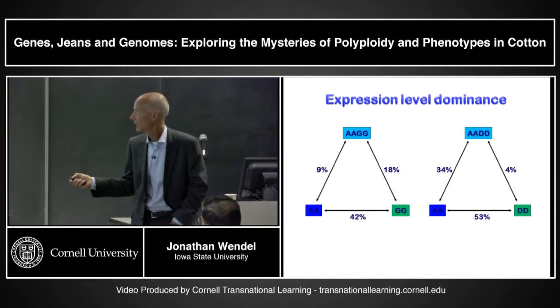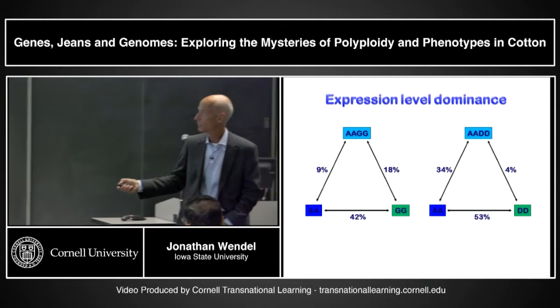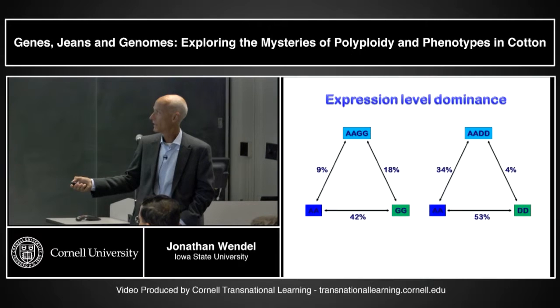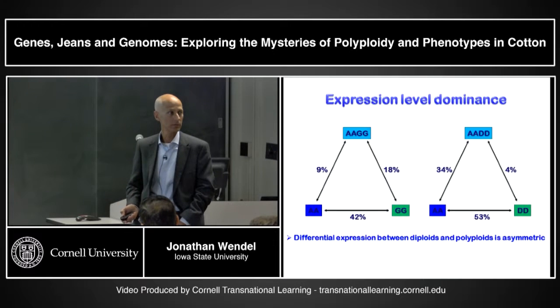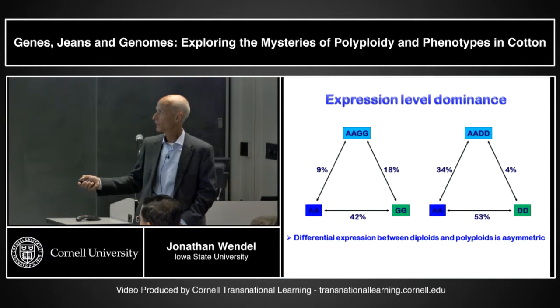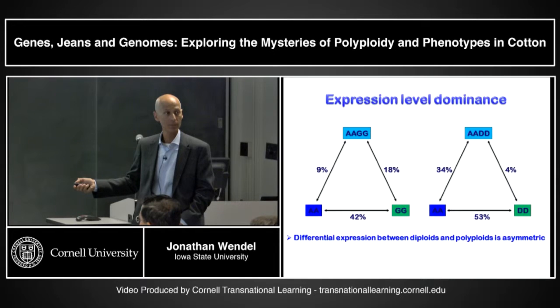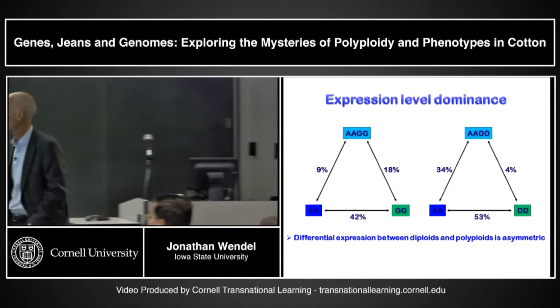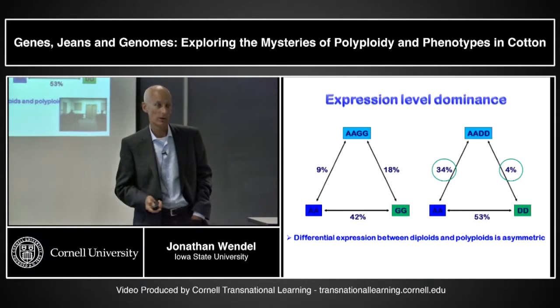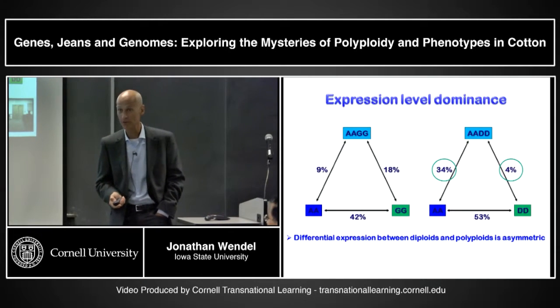If you take a look at gene expression in an allopolyploid and you compare it to its two diploid parents, you see that the amount of differential expression between the allopolyploid and its two parents is asymmetric. This allopolyploid has total gene expression levels that mimic the D genome parent for most genes, where it's crazily different than the A genome parent, right? So it's asymmetric. 34 is not the same as 4. In fact, it's 8.5 times different.